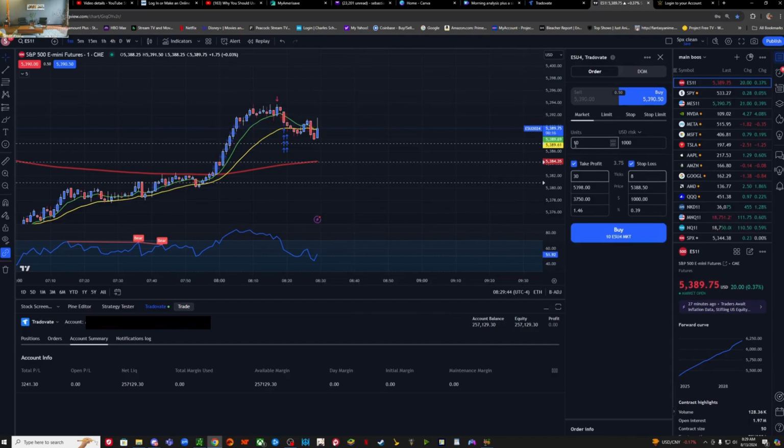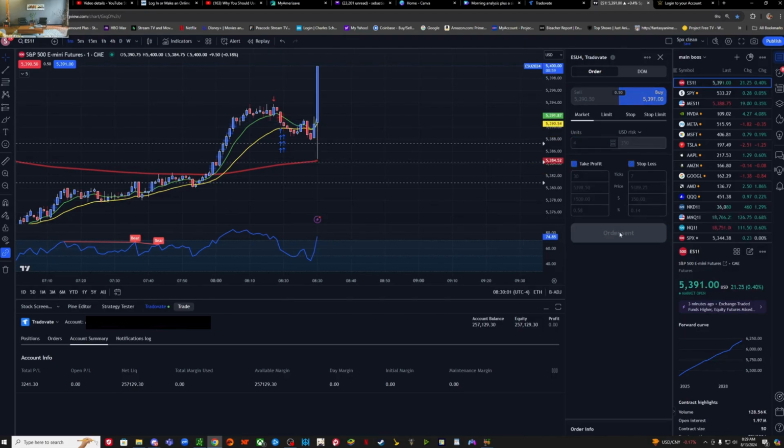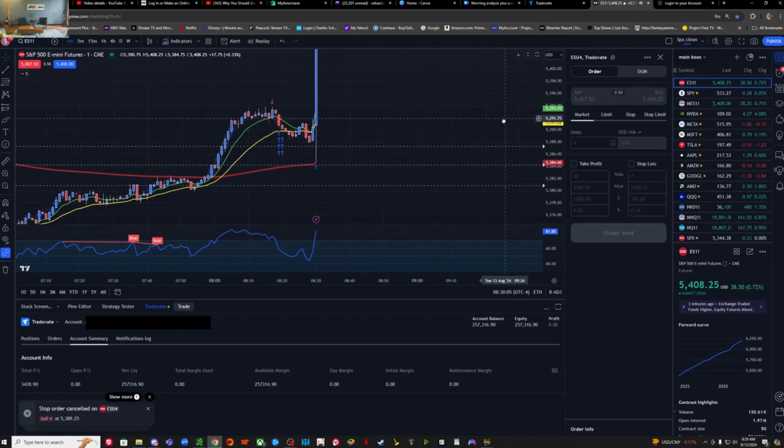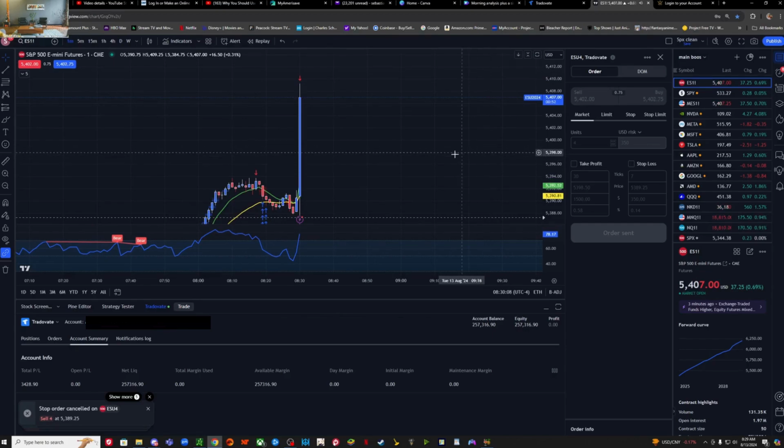Let's make sure we're in market. Let's say I wanted to take this trade right in the next 6 seconds. I'm going to reduce this to 4. And we're going to take the trade when it pops. And as you can see, it popped off, right?